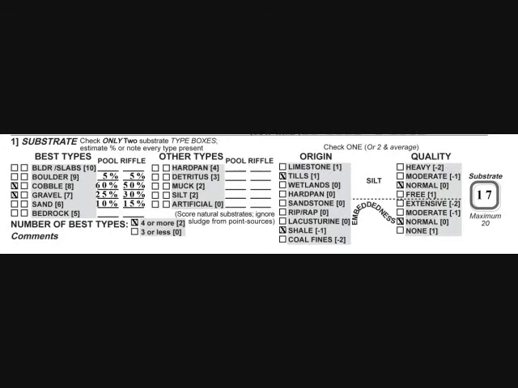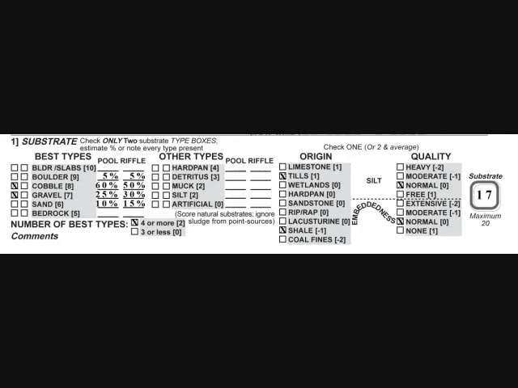Next, I went to the origin. I believe it's tills and shale. And if you notice, each one may have points or it may have negative points. The more points you get for each area shows that it is a healthier river. We're looking at the silt. I believe the quality of the silt really wasn't excessive, so I gave it a normal, which would be zero, so we're not going to get any points for that.